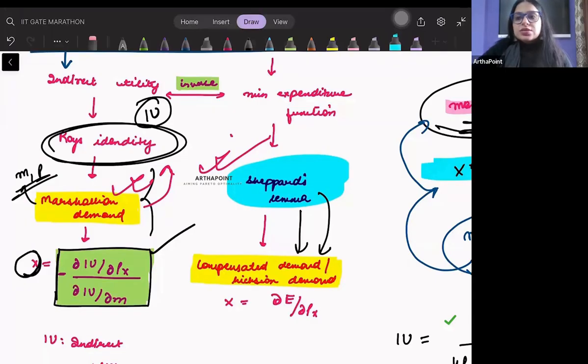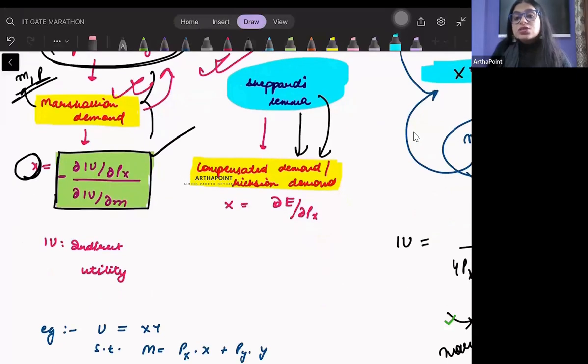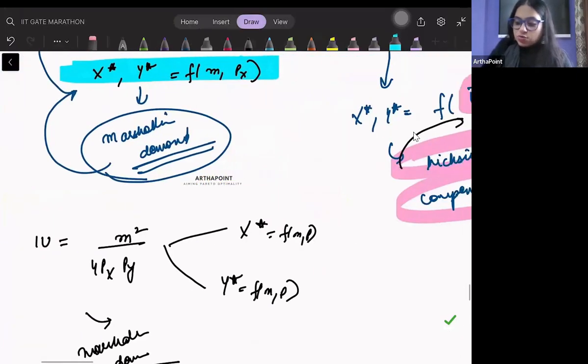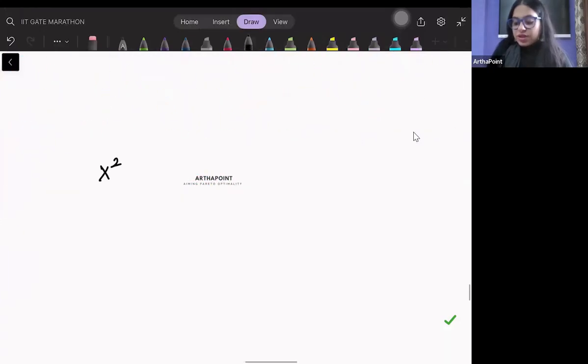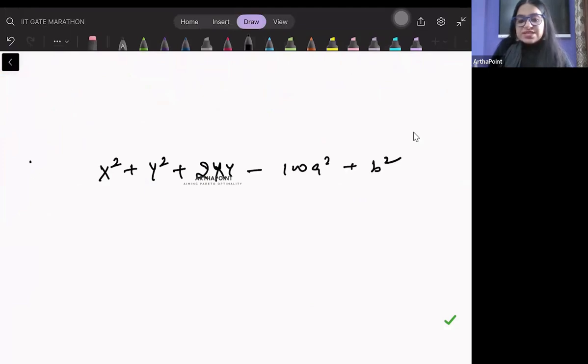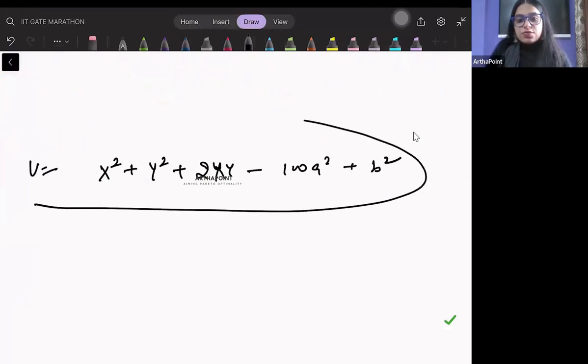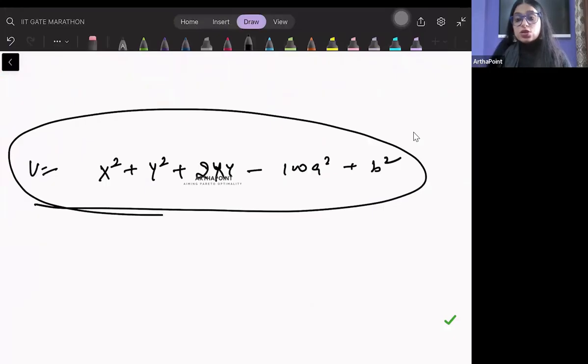GATE will not ask very in-depth questions, but it will ask you very conceptual questions. As I told you, this question came in GATE: x square plus y square plus 2xy minus 100a square plus b square as a utility function. So you have to be very sure that you are very good conceptually for you to go ahead and attempt GATE.